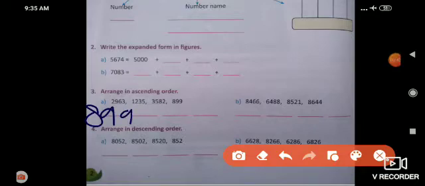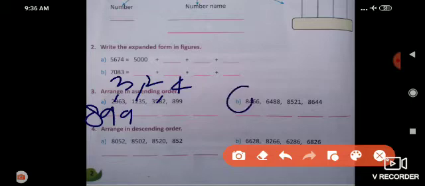899. Then which is the next largest number to 899? It is 1235. Next to 1235, which is the larger? 2000. After 2000, see this number, this is 3000. This is the next largest. Right? You have to write here. Then you do this B sum.